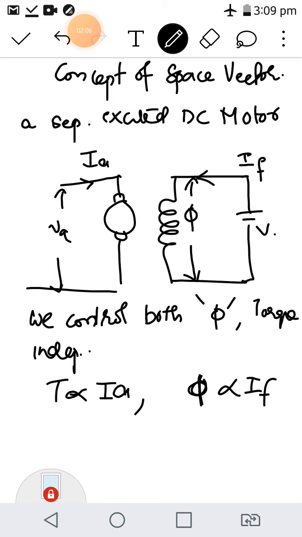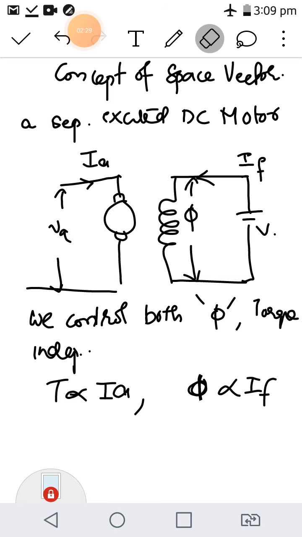But the main drawback of the DC motor in particular is that it requires regular maintenance. So nowadays in most applications we may not be using these DC machines. Instead, we may be using induction motors. But what is the problem of an induction machine?